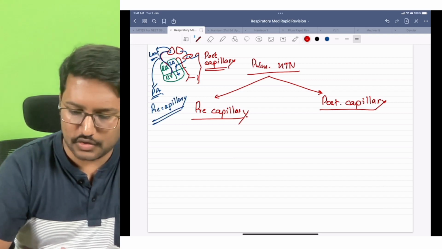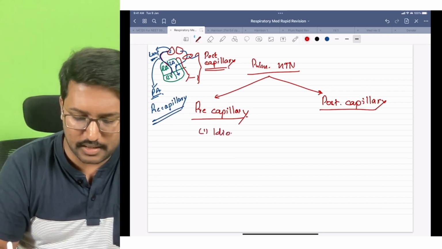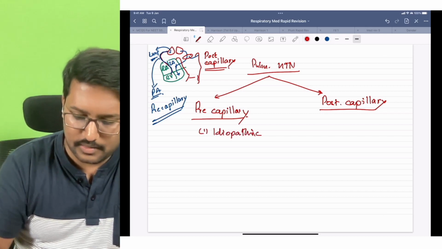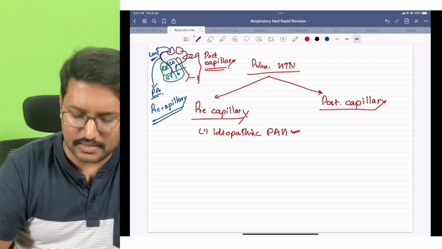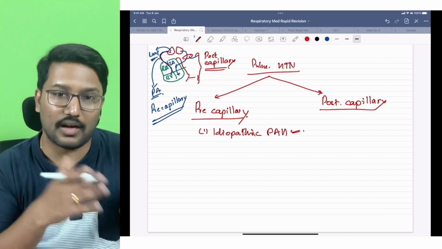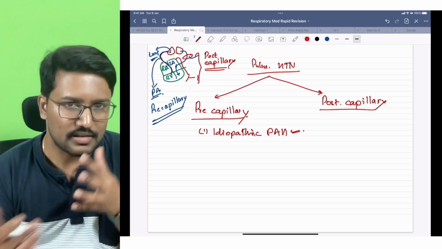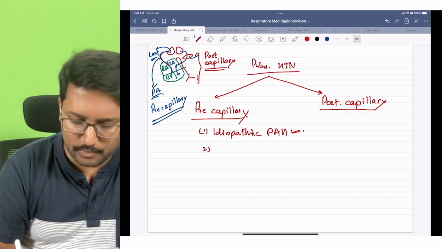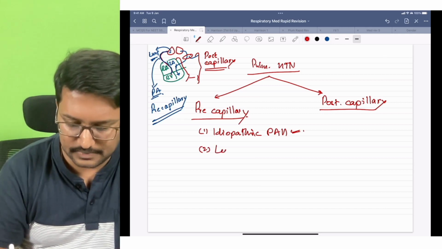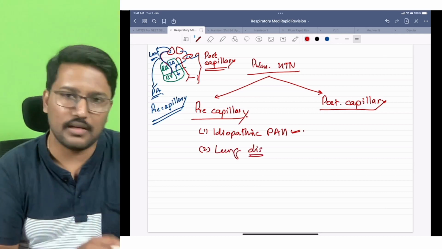Okay, so what are the causes for pre-capillary? Obviously, number one is your idiopathic pulmonary arterial hypertension. Pulmonary arterial hypertension, that is pre-capillary. The pathology is in the pulmonary artery. There is increased pulmonary artery vascular resistance, just like how the systemic vascular resistance increases in systemic hypertension. Okay, number two, if you are having lung diseases, right? If it is secondary to lung disease, that will also be considered as pre-capillary.